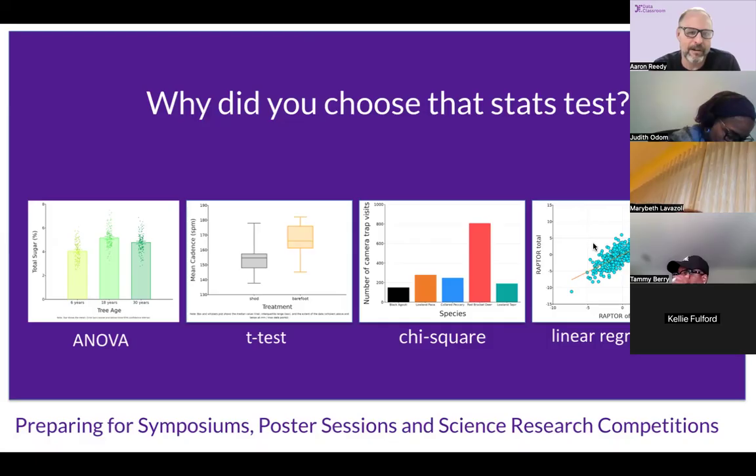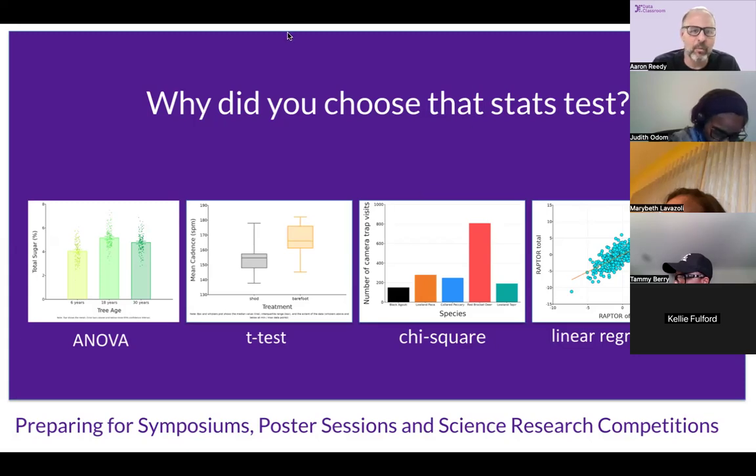And then for linear regression, quite simply, I used a linear regression because I was testing for a relationship between Raptor offense and Raptor total. Both were numeric variables, right? So anything that speaks to, I was testing for a relationship between two numeric variables.